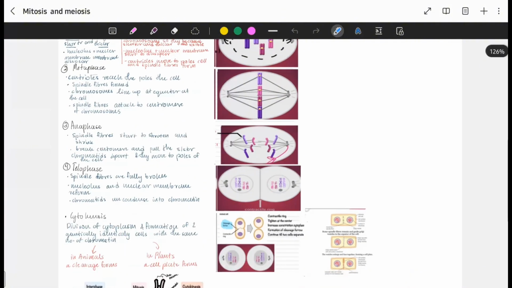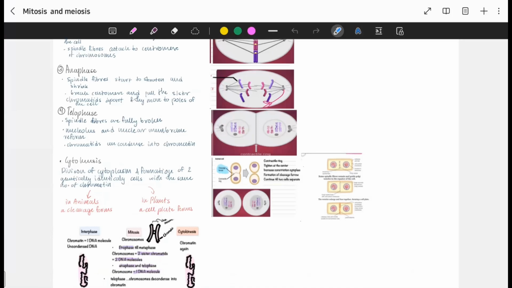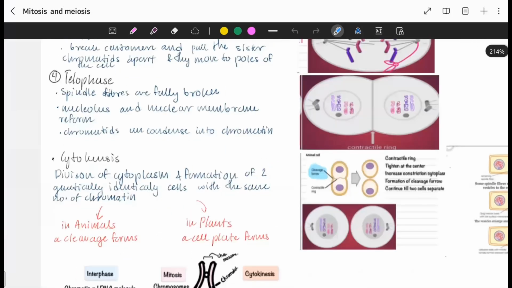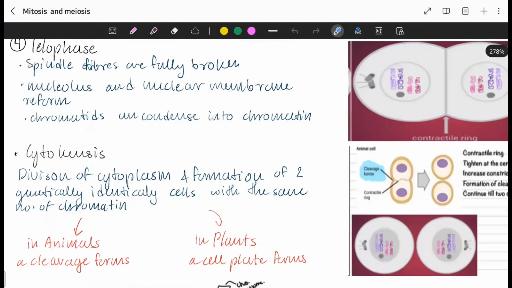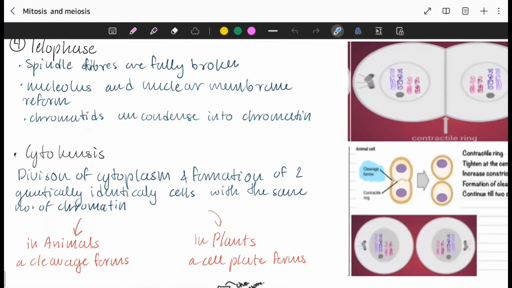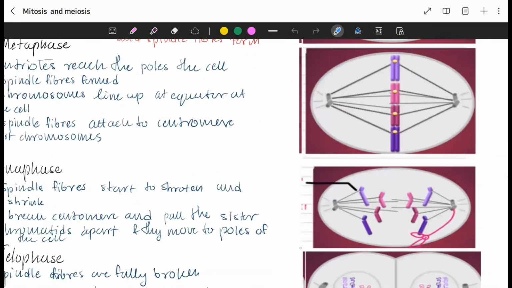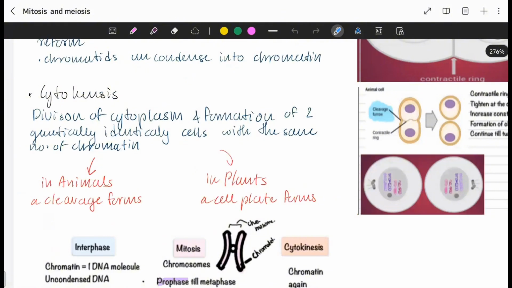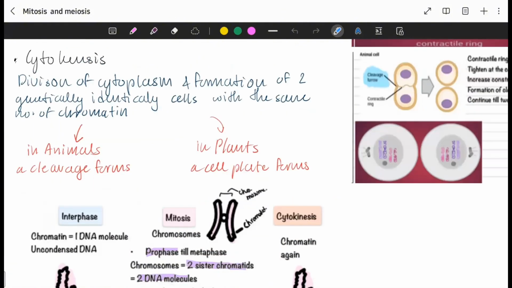For cytokinesis, the last one, it's the division of cytoplasm. The cytoplasm divides, and two cells are formed that are genetically identical to each other and have the same number of chromosomes, because the chromatids were broken apart and pulled in opposite directions. In animals, a cleavage furrow forms. In plants, a cell plate forms. That's how we differentiate cleavage and cell plate.